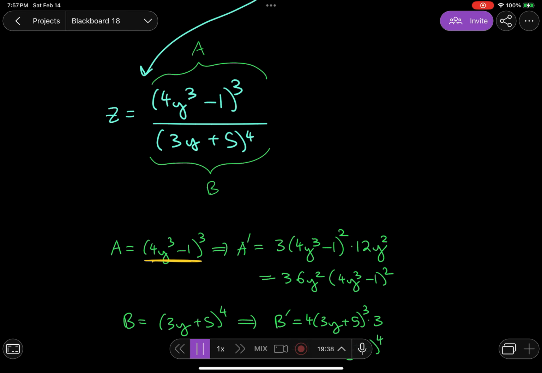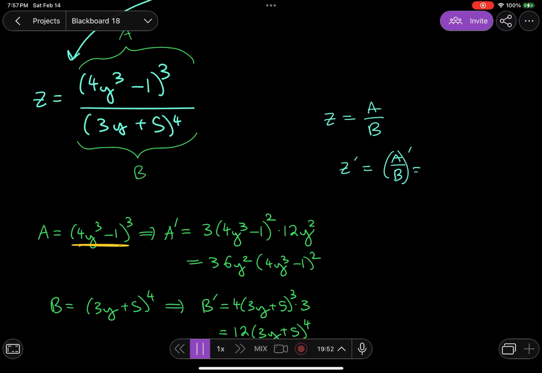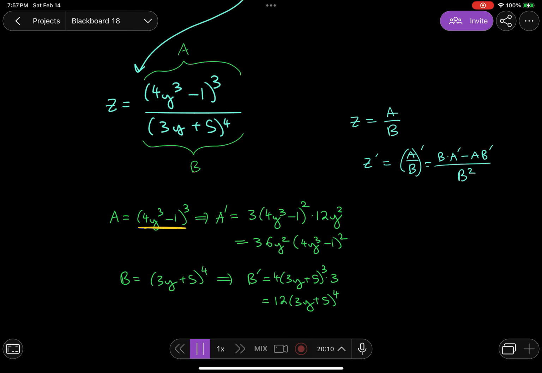All right, but check this out. I know that z is equal to A over B, which means that z prime is equal to low, D high, minus high, D low, all divided by low squared. See, I said low, and then I put a tick mark on it. And now it's just plugging stuff in properly. And hopefully something nice happens. I think something nice will happen.